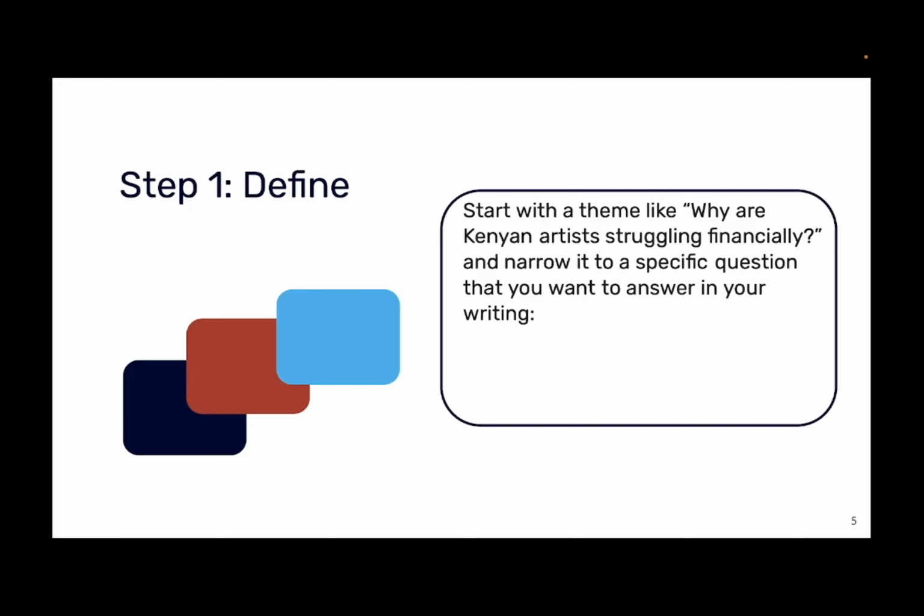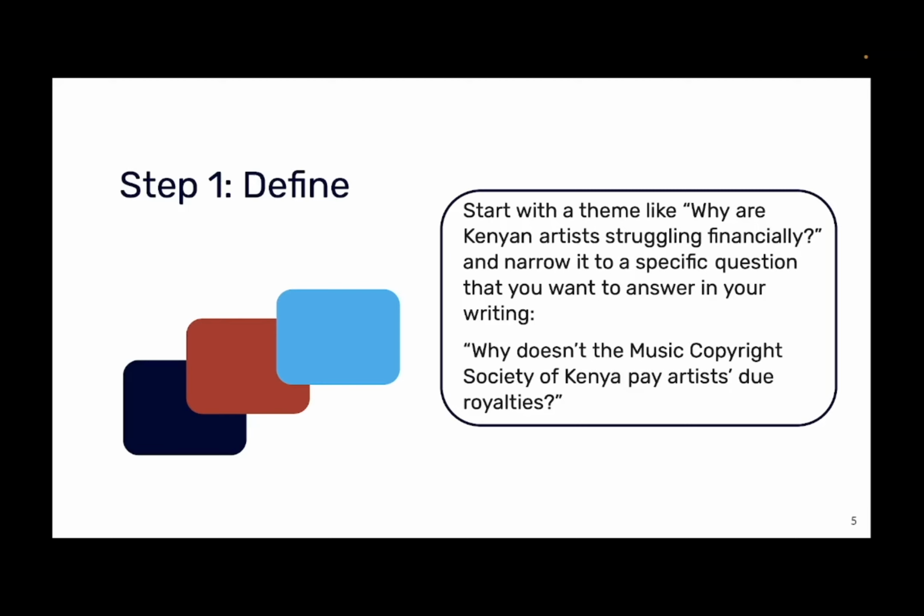Step 1, define. Data-driven projects always have a define the problem you're trying to solve component. It's in this stage you start asking questions and come around the issues that will matter in the end. This also allows you to think about the data you would need. Start with a theme like why are Kenyan artists struggling financially? And narrow it to a specific question that you want to answer in your writing. Why doesn't the Music Copyright Society of Kenya pay artists due royalties?